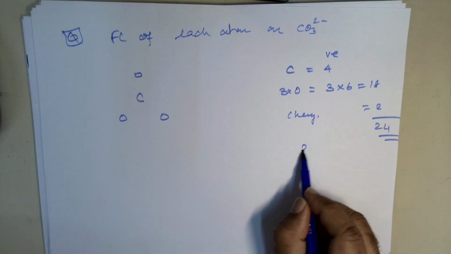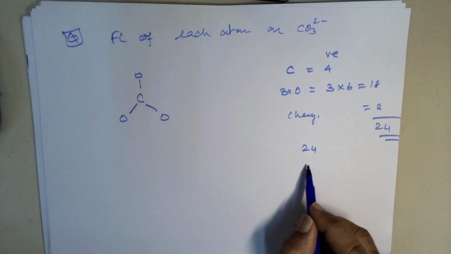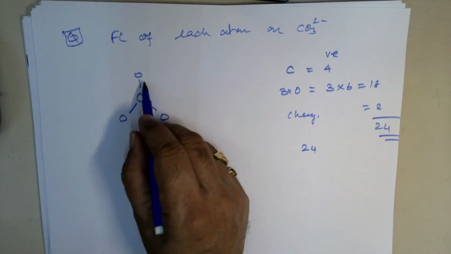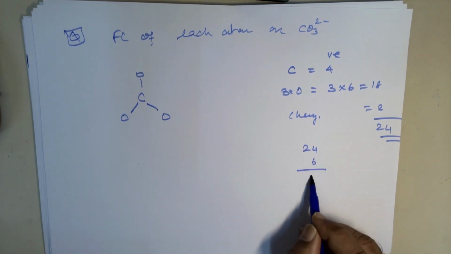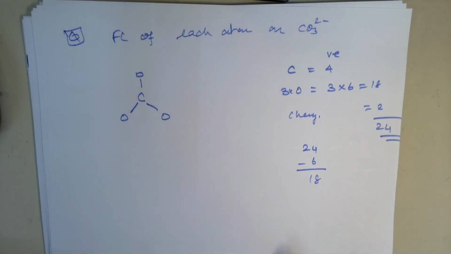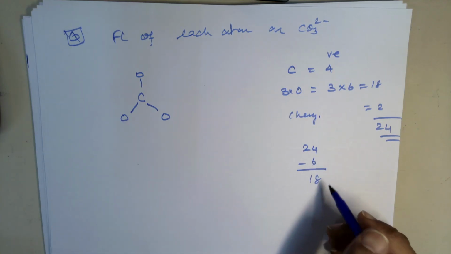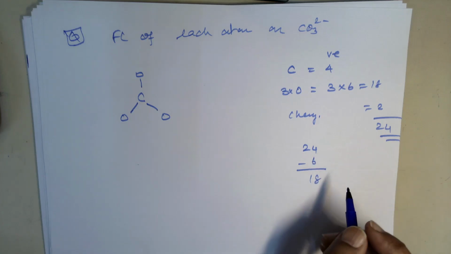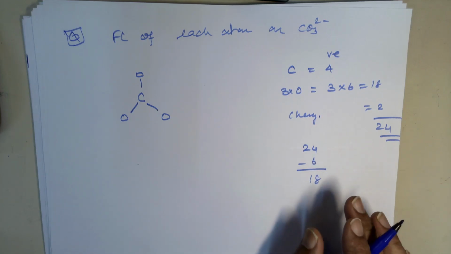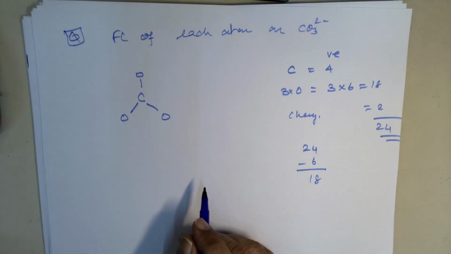First one bond, second bond, third bond. Single bonds: 3 into 2, 6 electrons gone. So 24 minus 6 is equal to 18. Are you able to understand? Shanvi, are you there? Are you following me? Stay on camera. 24 minus 6 is equal to 18. Now listen, this 18. What are we supposed to do?